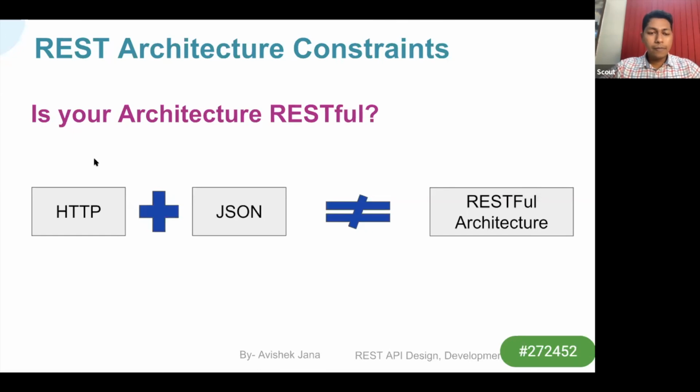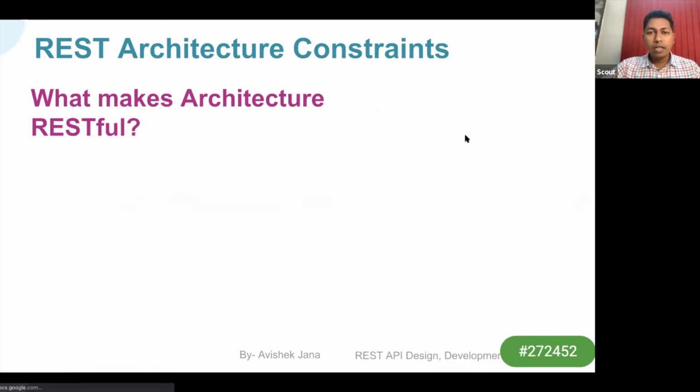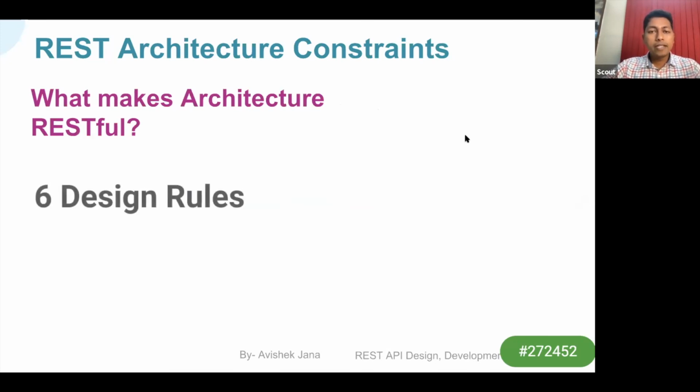This is also an important thing. Some developers think that if our API has support for JSON, that means our API is a RESTful API. That is actually not true. What makes an API architecture RESTful? There are 6 design rules. First, there should be a client and a server. I said that an API is a remote procedure call, which means there should be a server and there should be a client.